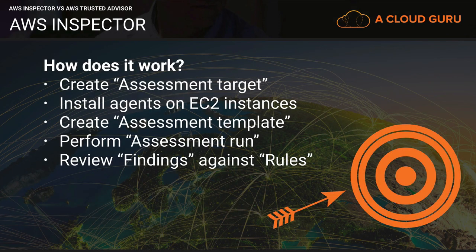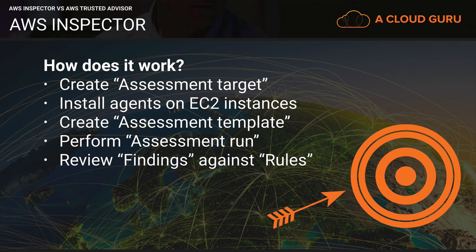Moving on to Inspector, and again, Amazon like to confuse people by trying to say, should you use Inspector for this or should you use Trusted Advisor? Inspector basically goes in and inspects our EC2 environments for key security issues and then gives us a report on them. So how does it work?